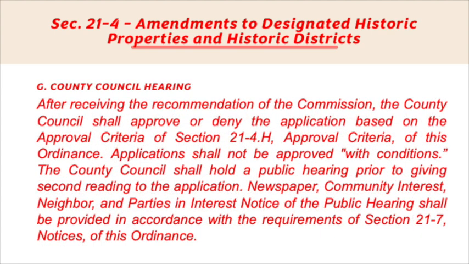G. County Council hearing. After receiving the recommendation of the Commission, the County Council shall approve or deny the application based on the approval criteria of Section 21-4.h of this ordinance. Applications shall not be approved with conditions. The County Council shall hold a public hearing prior to giving second reading to the application. Newspaper, community interest, neighbor, and parties in interest notice of the public hearing shall be provided in accordance with the requirements of Section 21-7 notices of this ordinance.